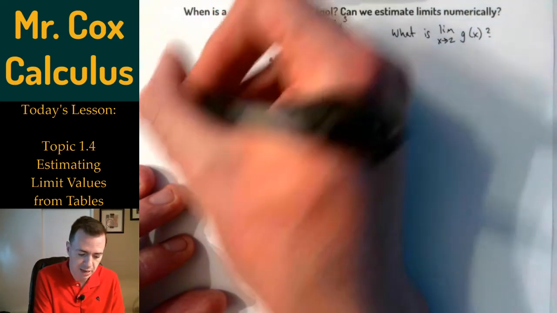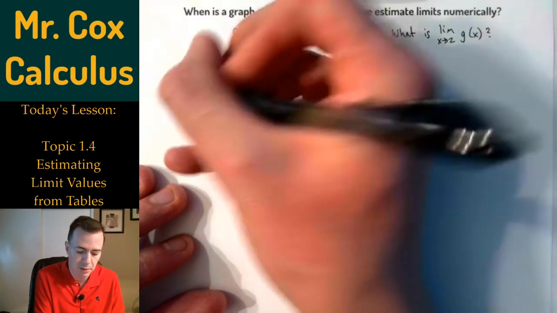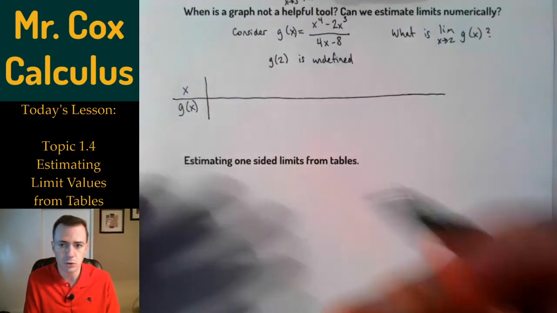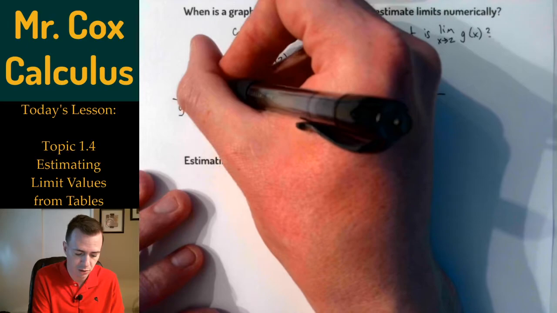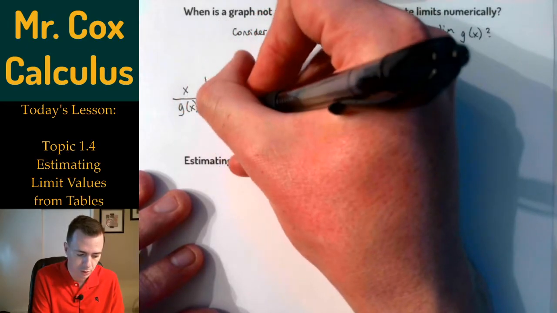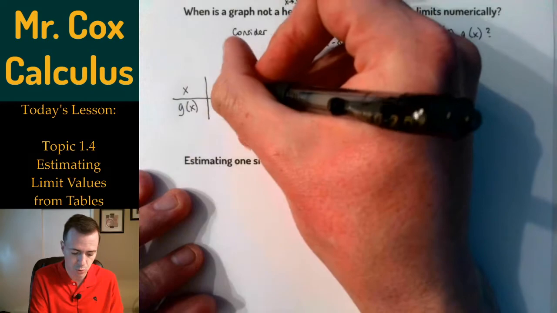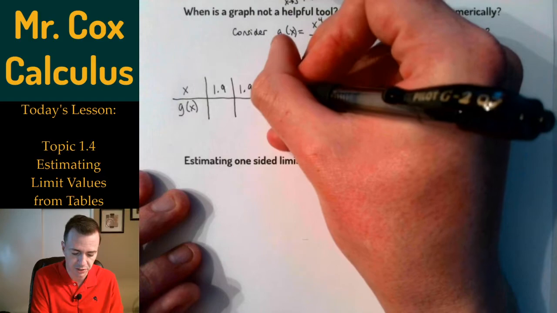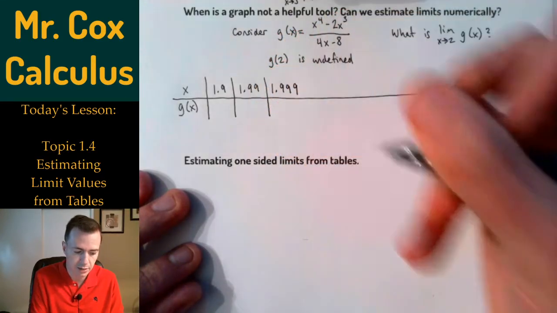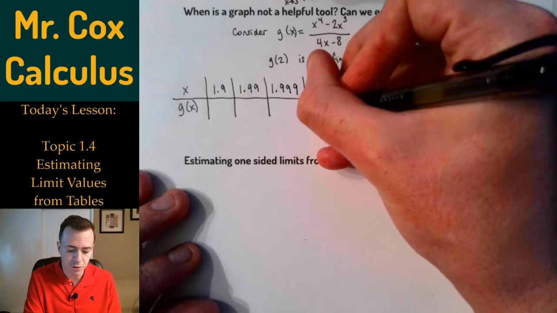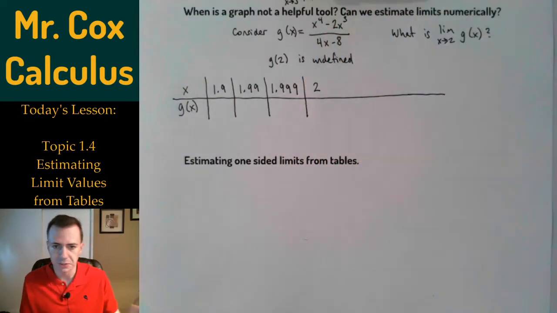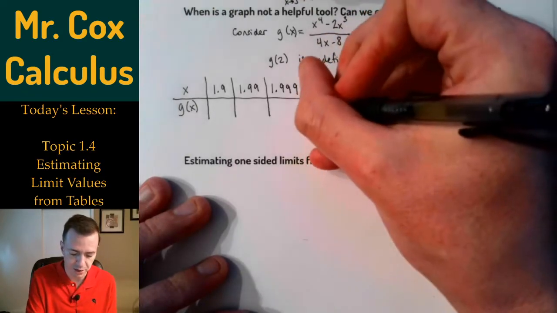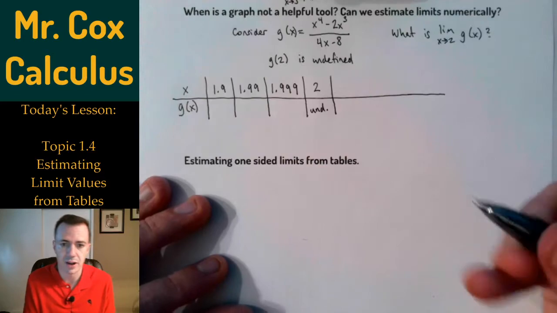So if I build my table, I'm going to look at x and g of x values. And I'm going to try to get closer and closer to 2. So I'm going to start off at 1.9. And then I'm going to get even closer, 1.99. And let's go even closer for this particular function, 1.999. I also think it's worth putting x equals 2 on our table. And in fact, we already know at x equals 2, g of x is undefined.